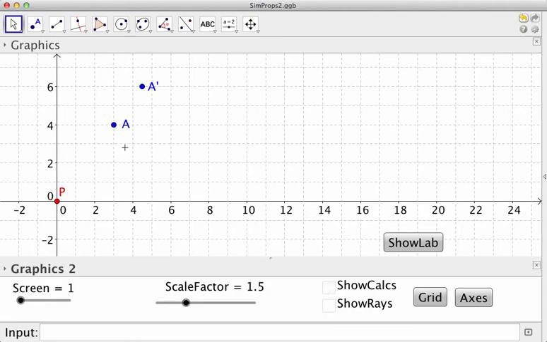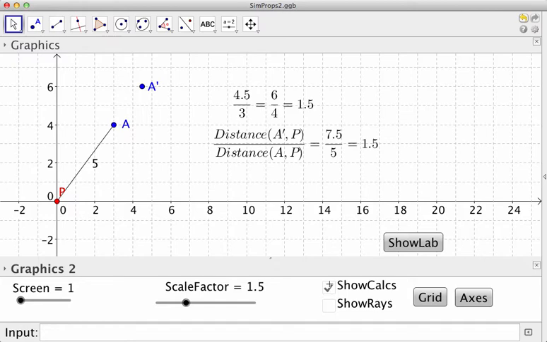Screen 1 just shows us the basics of dilation. If we have point A and a dilation scale factor of 1.5 and a center of dilation, point P, at 0, 0, then point A prime is going to be 1.5 times as far from point P as A is. So for example, when we show the calculations, A is a distance of 5, whereas A prime is a distance of 7.5. The ratio of those two distances, 7.5 to 5, is just equal to the scale factor.